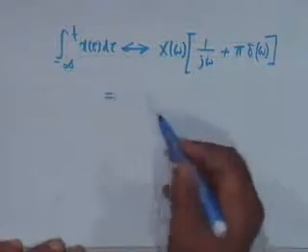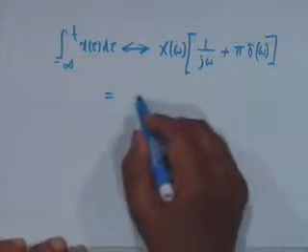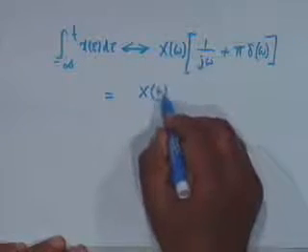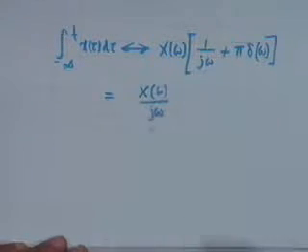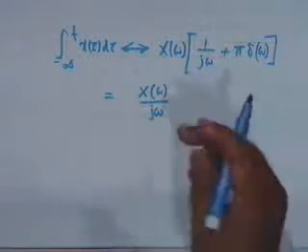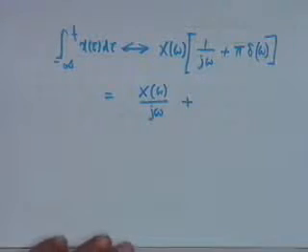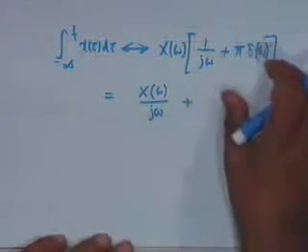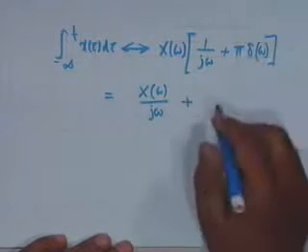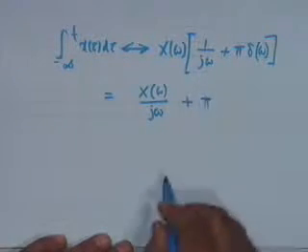This result can be written in various forms, but one of the popular forms is X of omega by j omega. This is the temptation from the differentiation theorem. The temptation is to take only this term. However, because of the discontinuity in the unit step function, there is a delta function and it is written as pi.